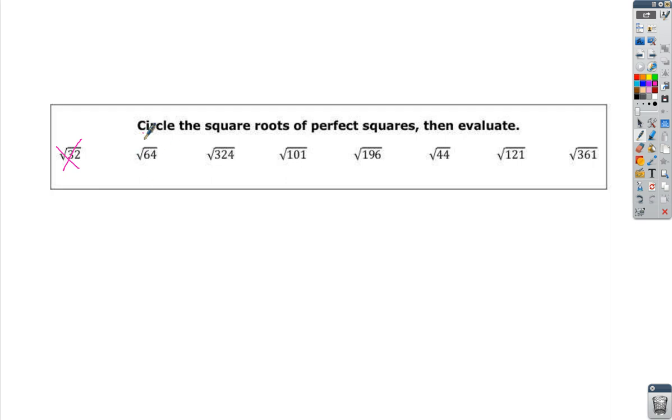64. So what times itself could get us to 64? Well, we know 6 times 6 is 36. 7 times 7 is 49. 8 times 8 is 64. So yes, that would be a perfect square.